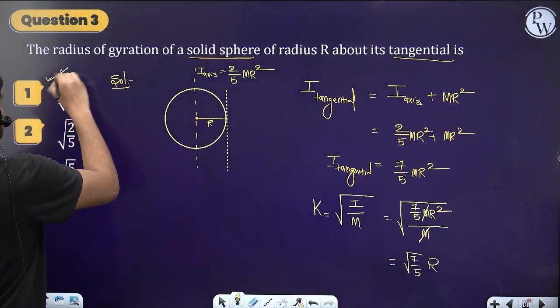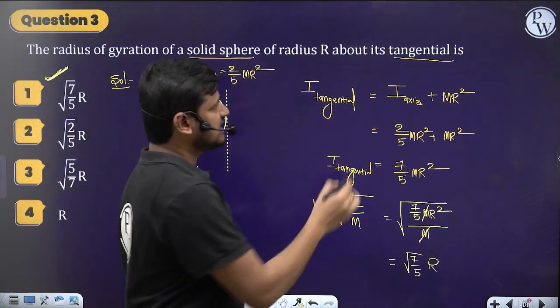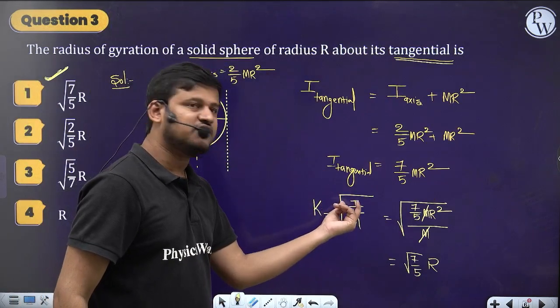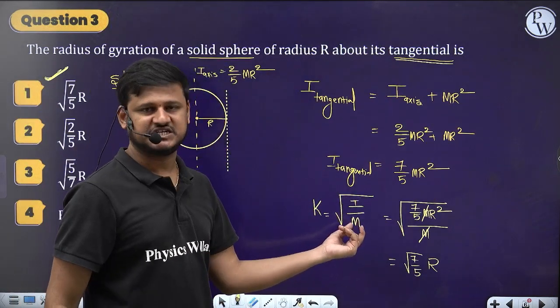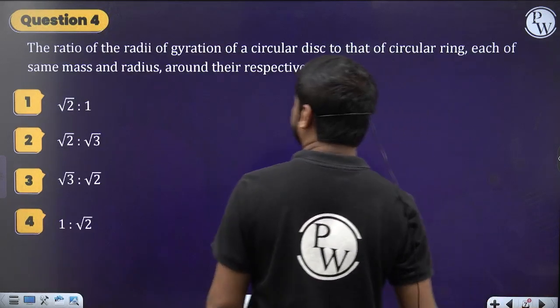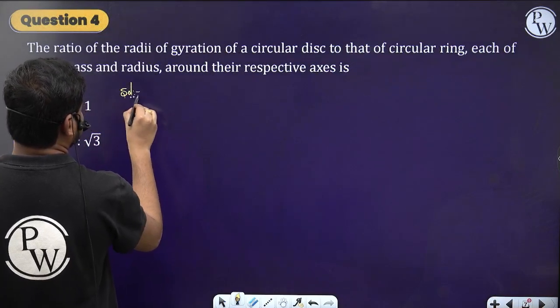Hope you guys understood the concept now. First find its moment of inertia about the axis they are asking, then the radius of gyration is nothing but the square root of its moment of inertia by the mass m. That's it. Clear? So let's move further. Question number 4. What does the question say here?